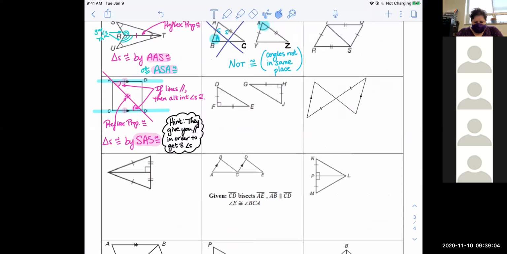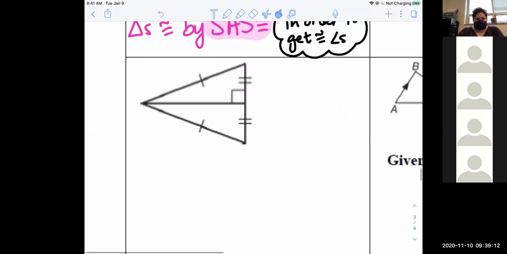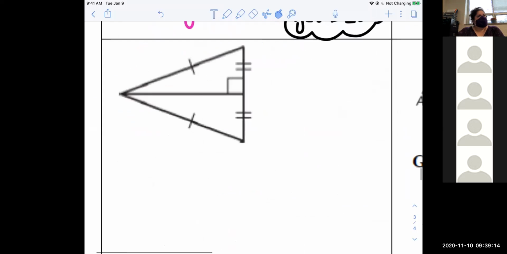Okay, how about the one right below that? Drew, tell me something I could mark that's not currently marked. Okay, we do know that's a midpoint, but I want another pair of segments or angles that we know could be congruent.